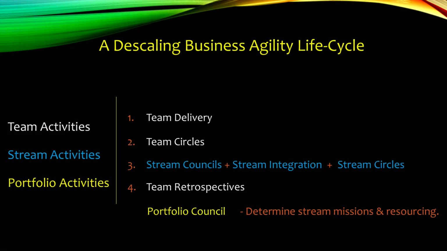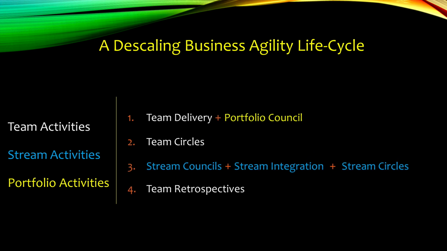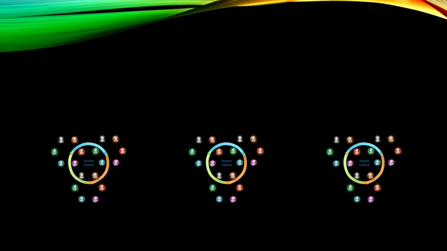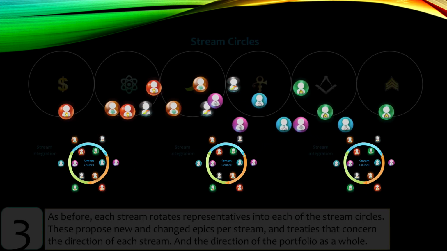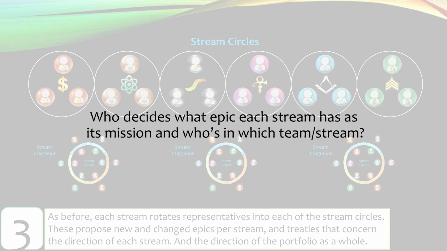When our organization involves multiple business streams, we need one more activity to align them. The Portfolio Council is a meeting of representatives of the stream circles we've already seen. It determines the mission and resourcing of each stream based on proposals made by the circles. As before, each stream rotates representatives into each of the stream circles. These propose new and changed epics per stream and treaties that concern the direction of each stream and the direction of the portfolio of streams as a whole.